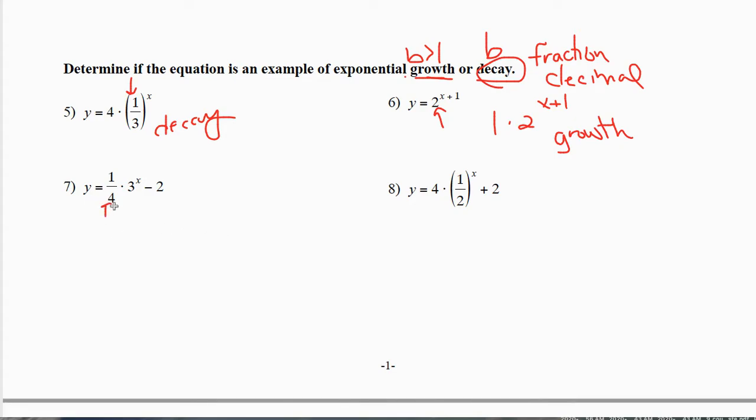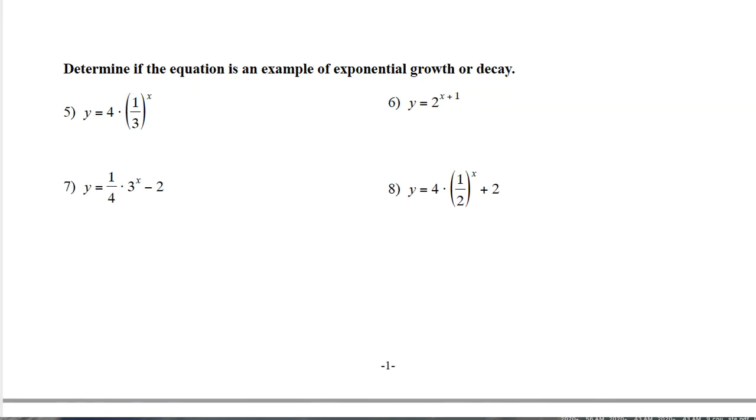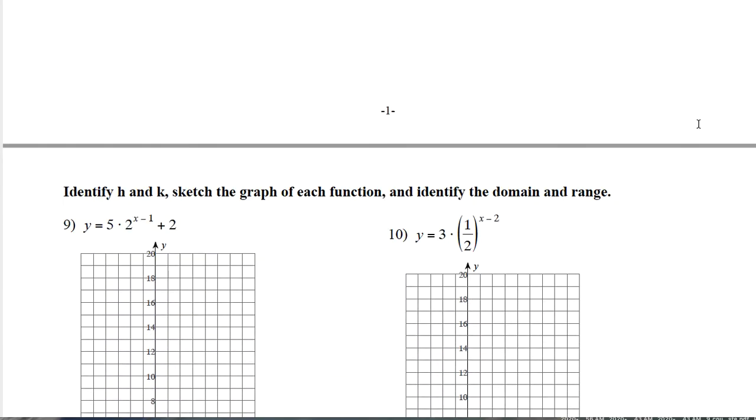This says it starts at 1/4, but the base is 3. That means it is going to be growth. And again, this is where it starts. It starts at 4, and it has 1/2. This is our B. That is going to be decay because it is less than 1. Questions on that? Certainly hope not. Okay.